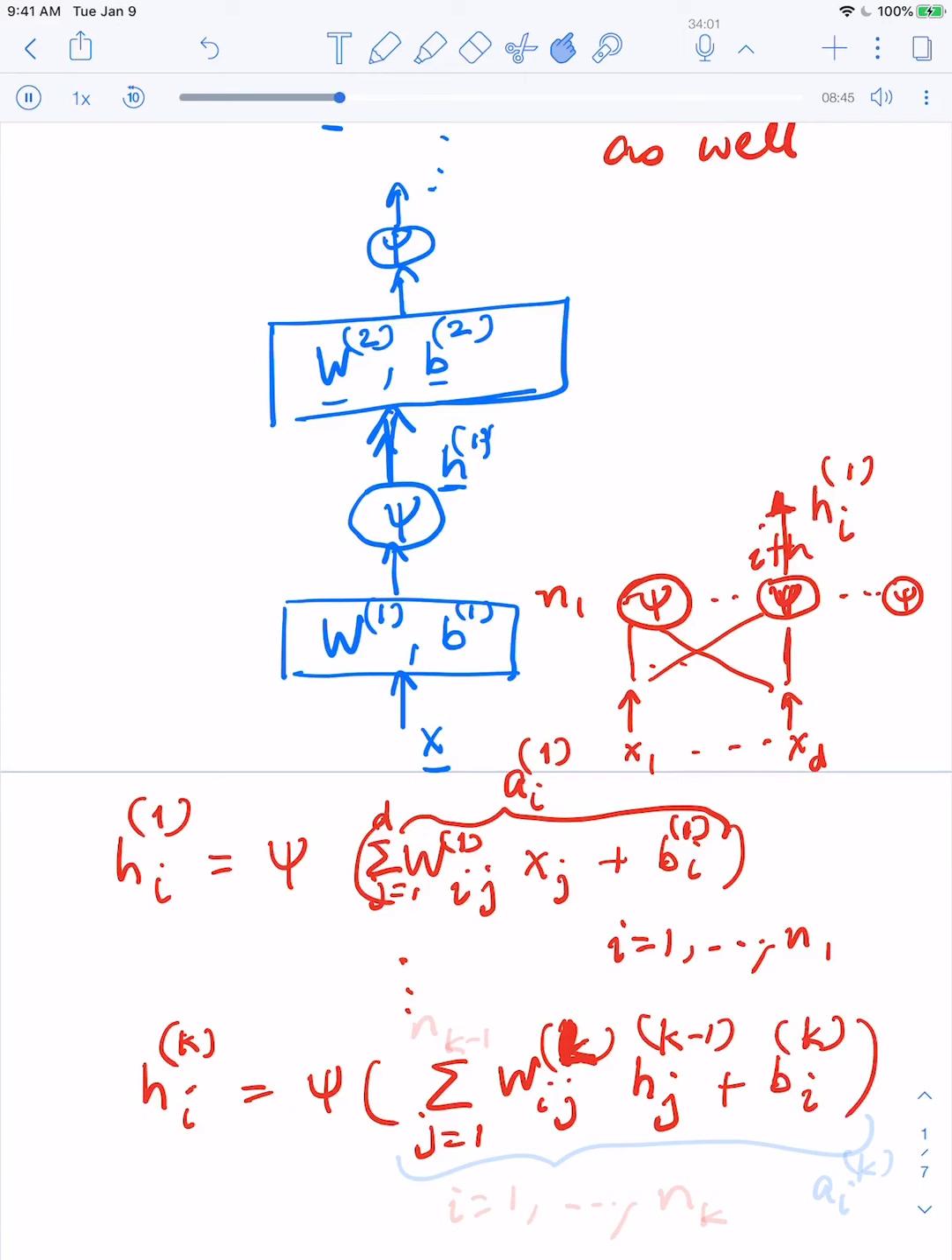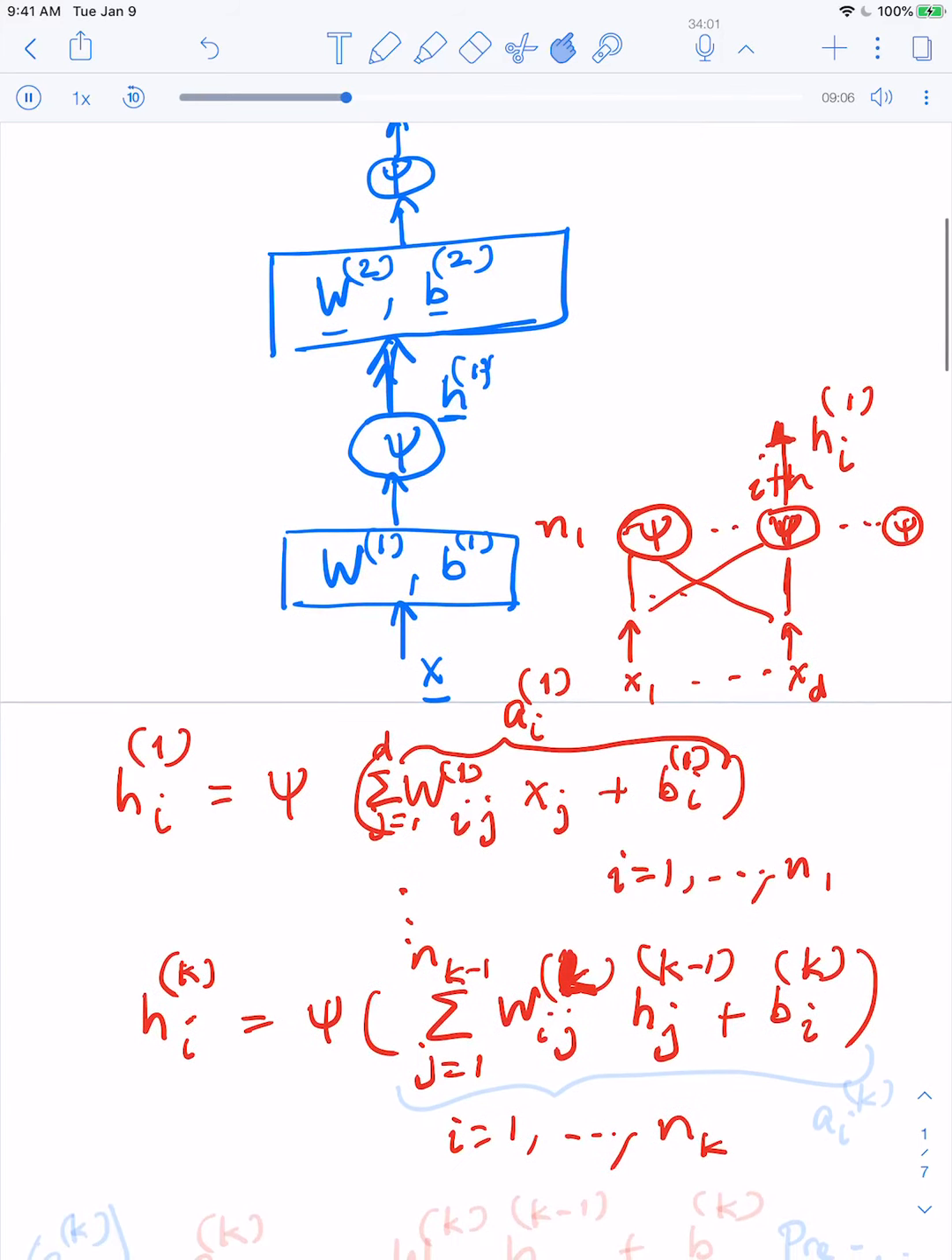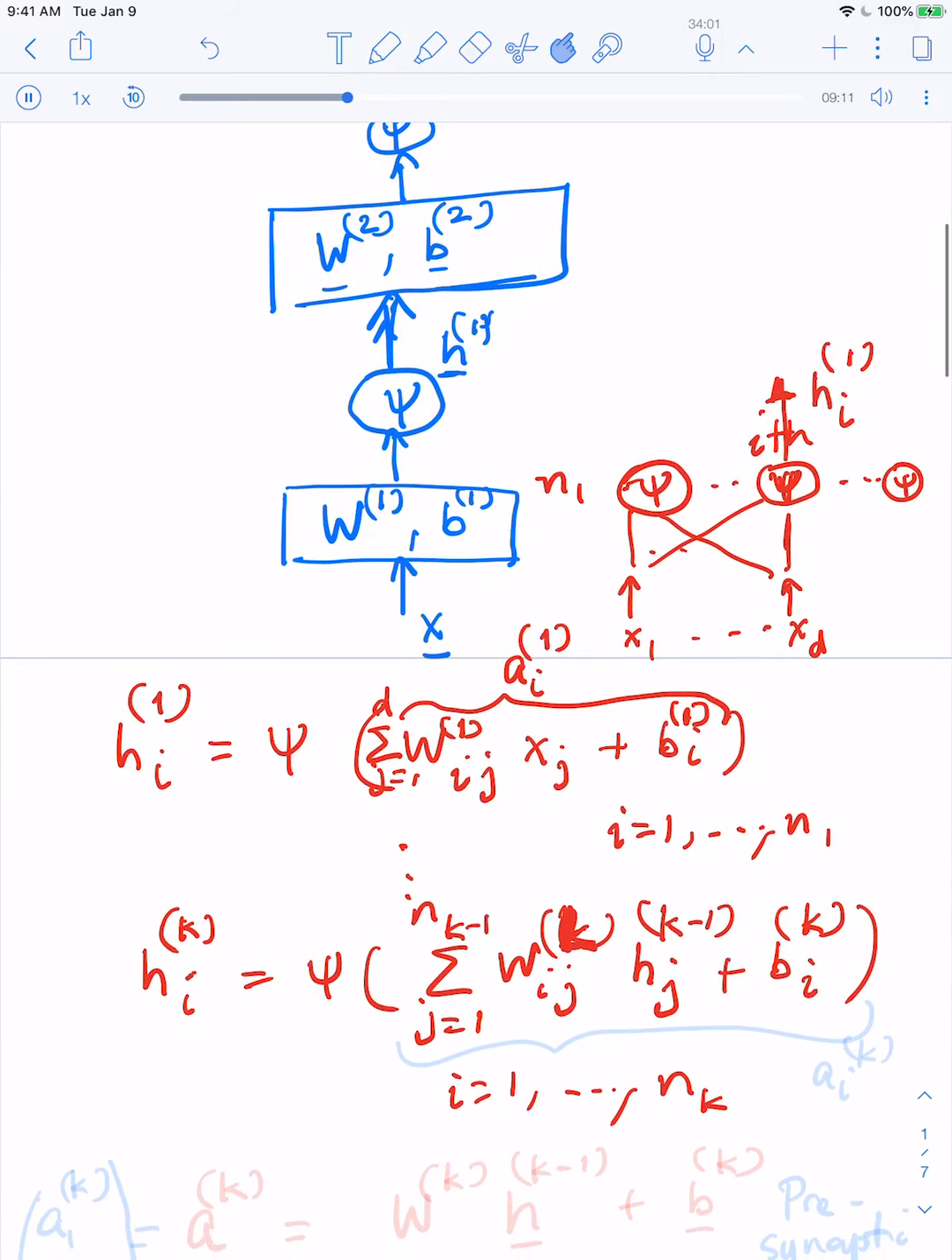And now I will be going from 1 to however many neurons there are in the kth layer. Let's call it n_k. And the summation j is going from 1 to however many neurons there are in the (k minus 1)th layer, n_{k-1}. So that's how things proceed upward as I'm heading towards the softmax.